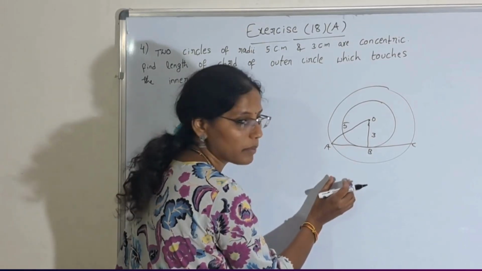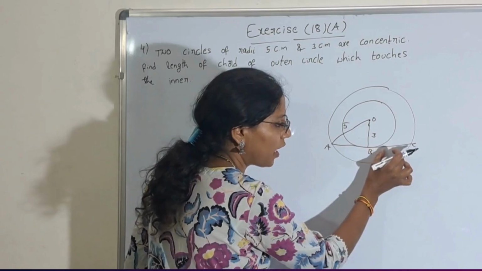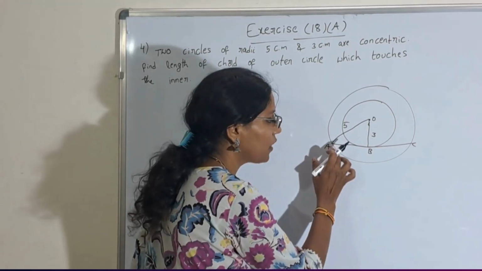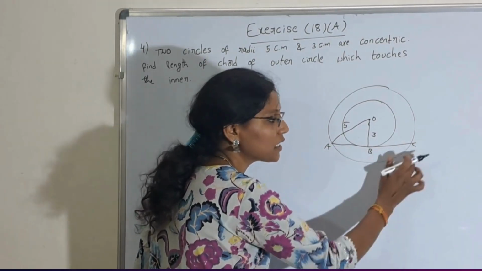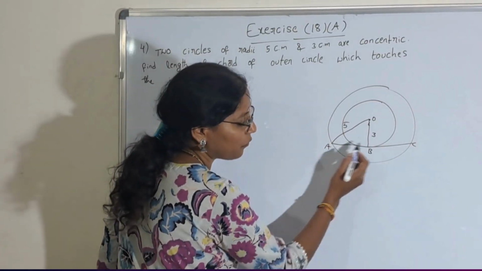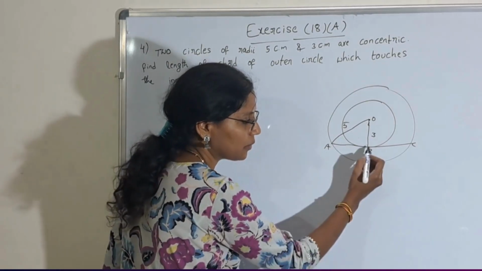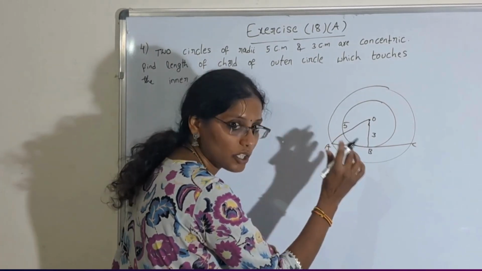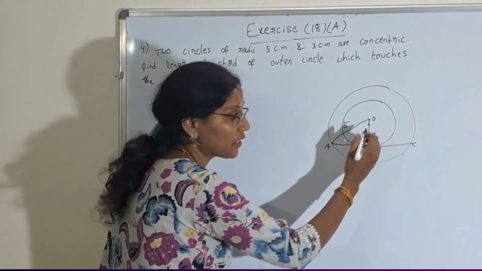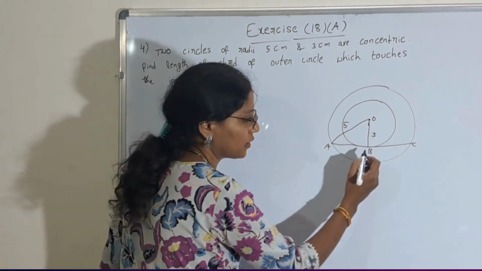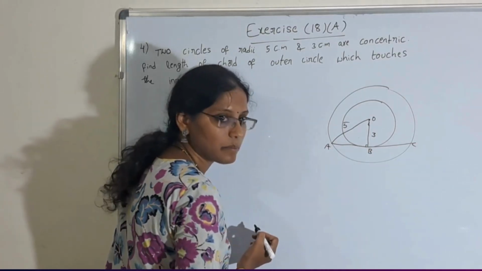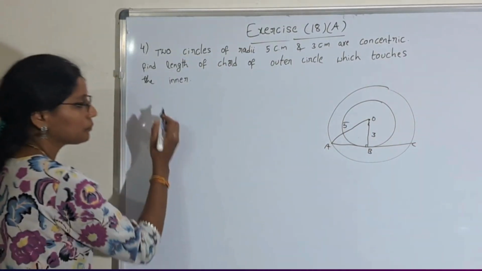First you should find out AB. AB length and BC length are both the same. We have to add AB plus BC, and we will get AC. What theorem do we have to apply here? Pythagoras theorem. Here AB is a tangent of the small circle and OB is the radius. Radius and tangent are always perpendicular. This is 90 degrees.